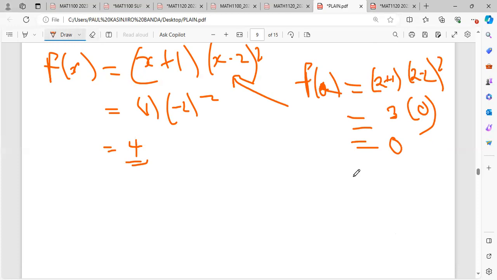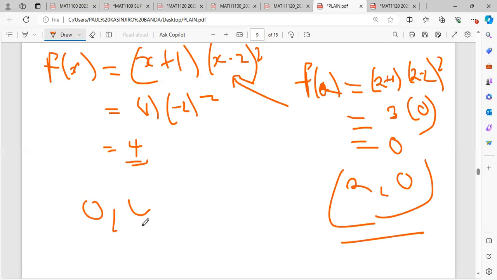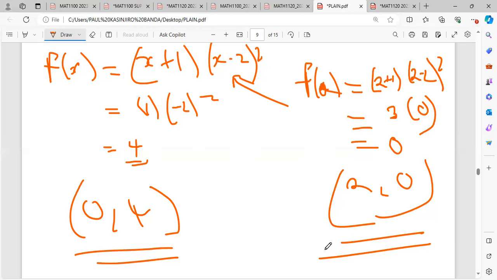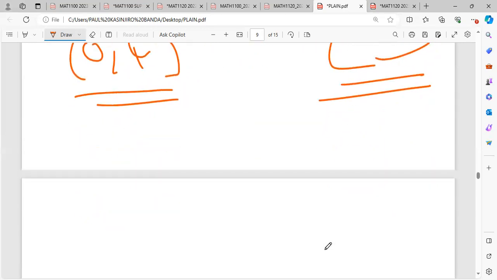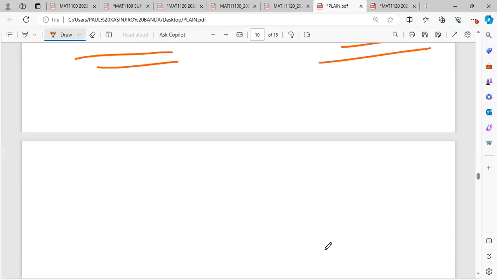Okay, so here the critical point is 2, 0. Then there the critical point is 0, 4. Okay, so these are the critical points now. Sorry for that, I forgot about the y's. Then after that, that's when you can find the nature.